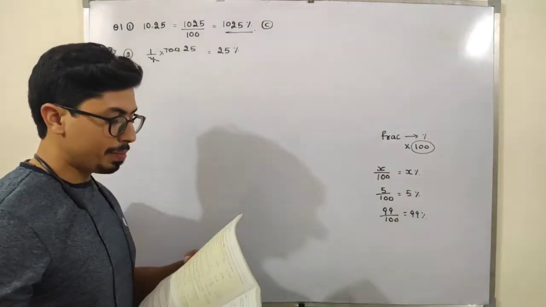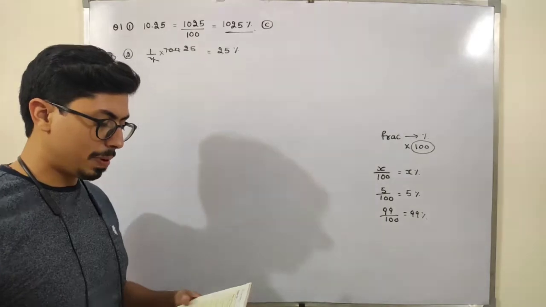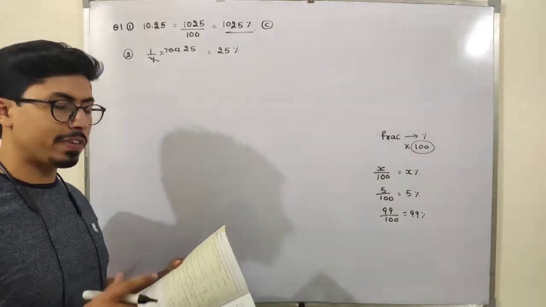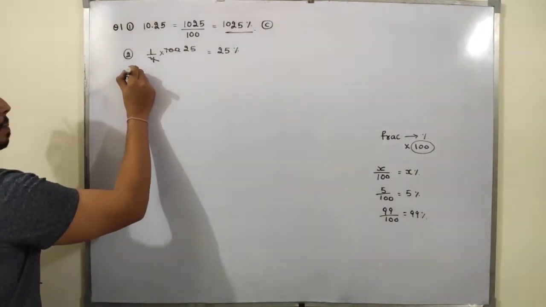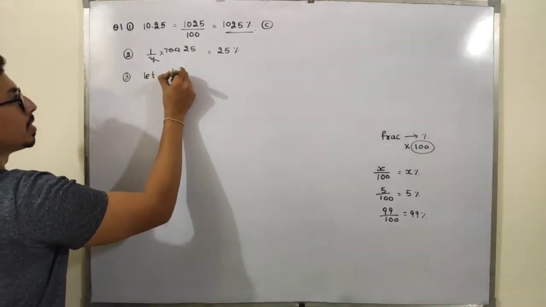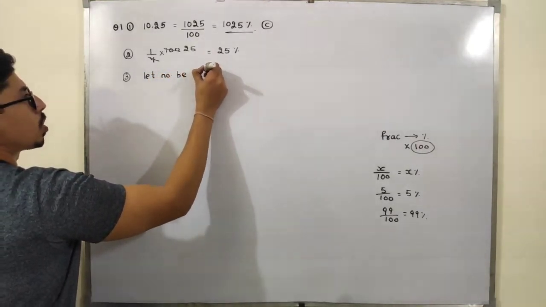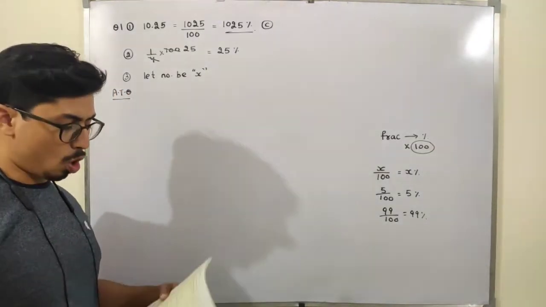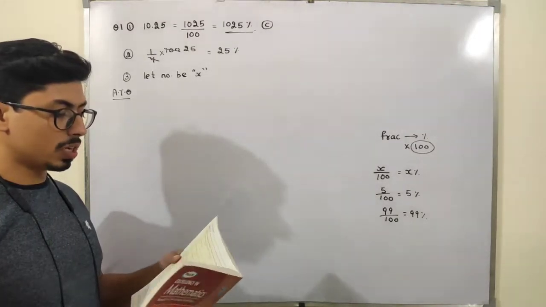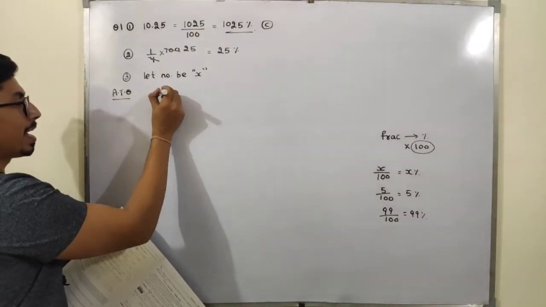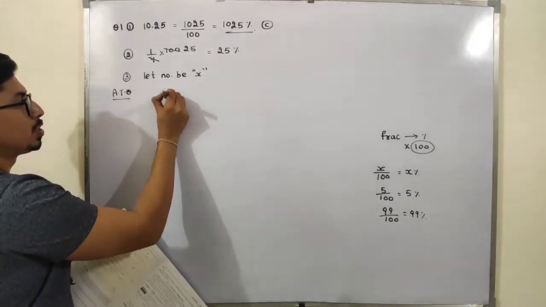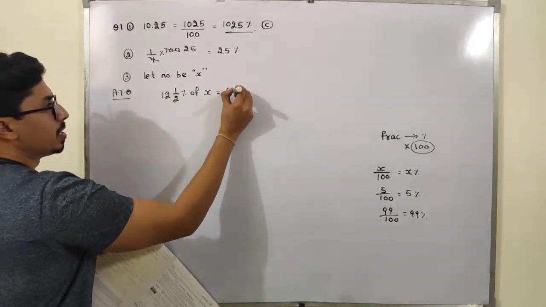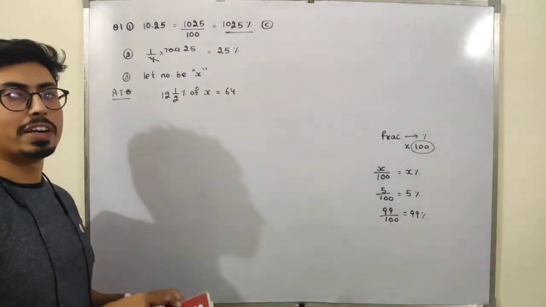Okay, students. Similarly, the third part: the number whose 12 and 1 by 2% is 64. Find out the number. So let us assume that the number is x. According to the question, 12 and 1 by 2% of the number x is 64. It is given to us, and I have to find out the particular number.